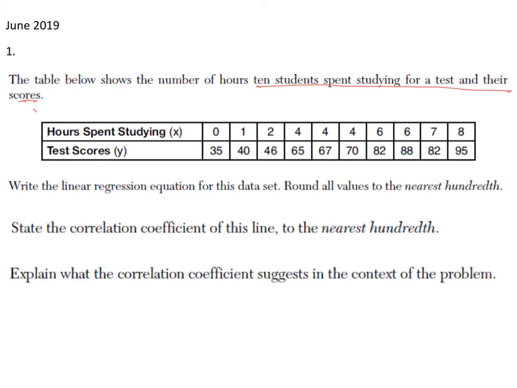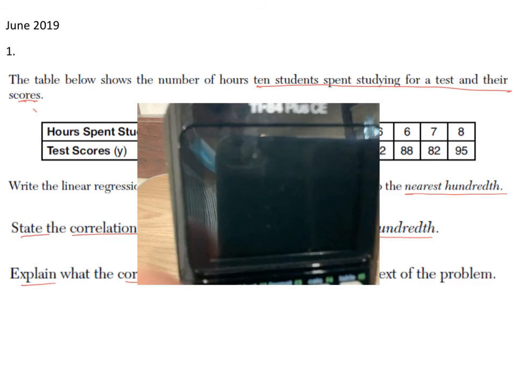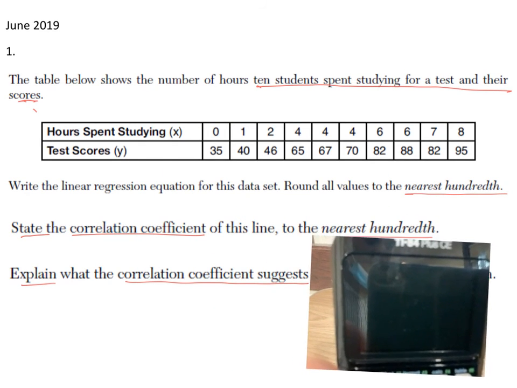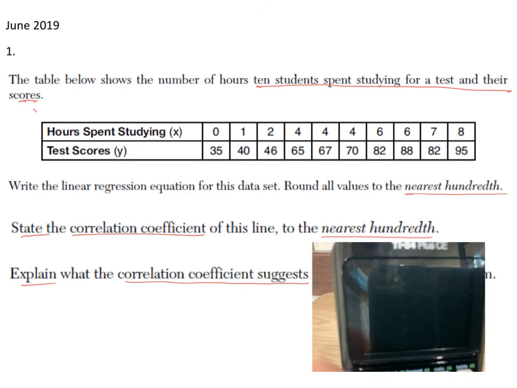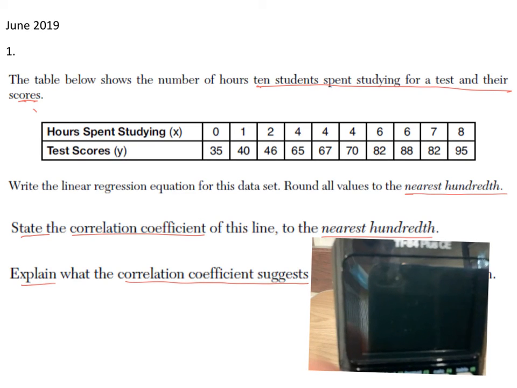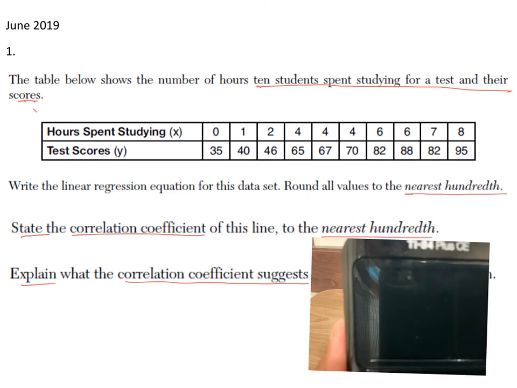Write the linear regression equation for this data set. Round off all your answers to the nearest hundredth. State the correlation coefficient and then round that off, and then explain what this suggests. So those are our questions. So let's go back to our calculator and plug in all these values, and we'll be nearly ready for this assignment. So let's plug this stuff in. I'll paste it over here.